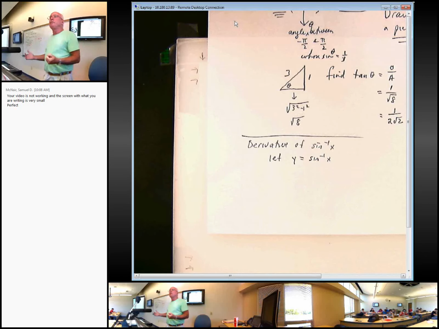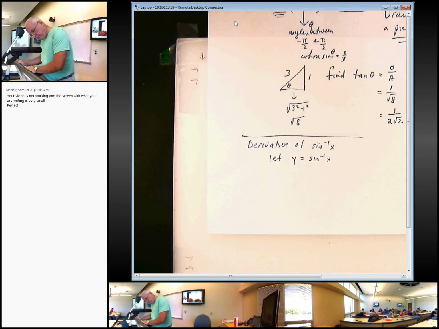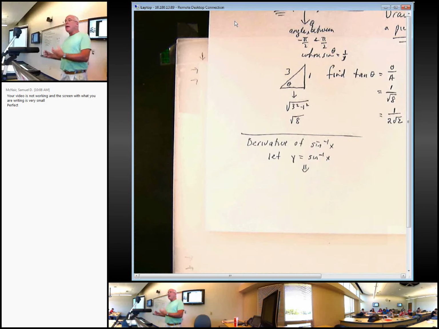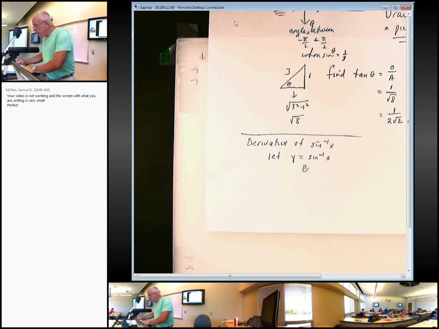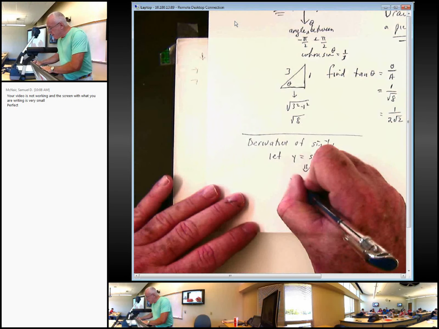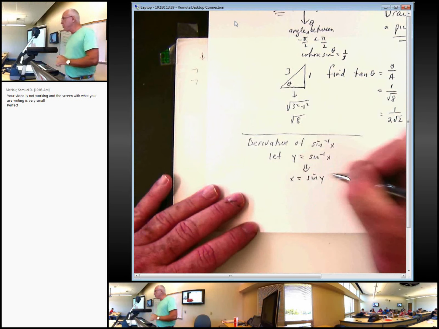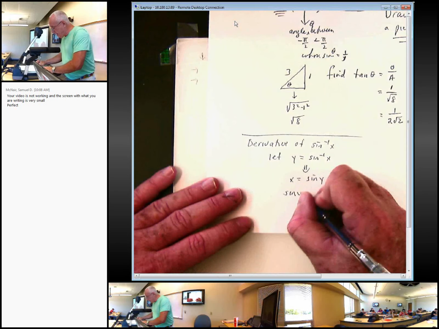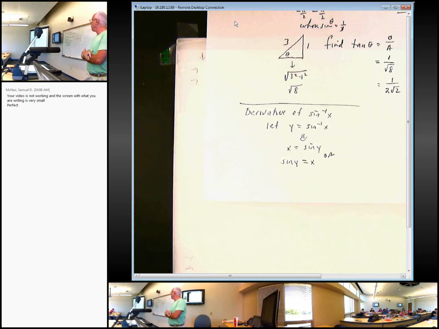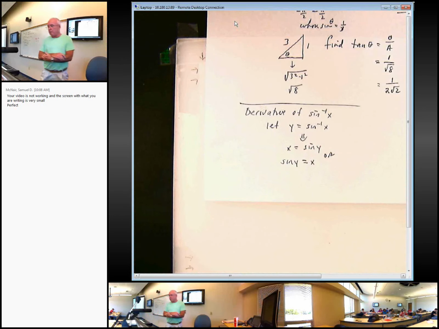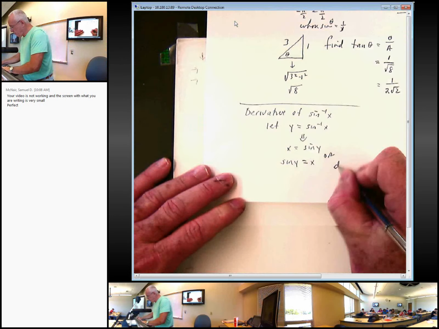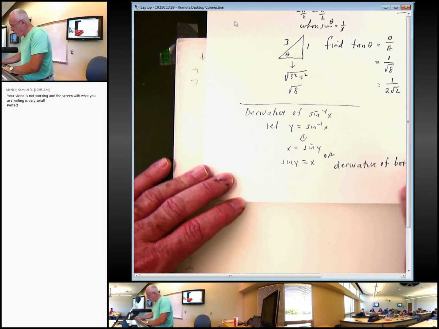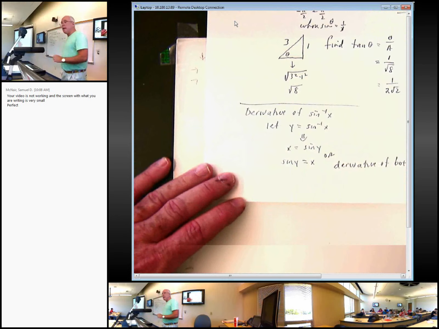And let's take the derivative of both sides. Before we do that, let's rewrite this. If y is the sine inverse of x, then x is equal to the sine of y. All right, we're just reversing it. Or I can write it sine of y is equal to x, like that. Now take the derivative of both sides. Well, the derivative, and we're going to have to use the chain rule.